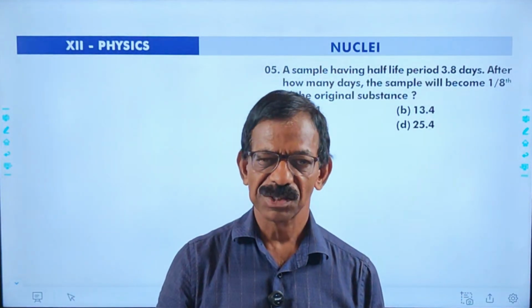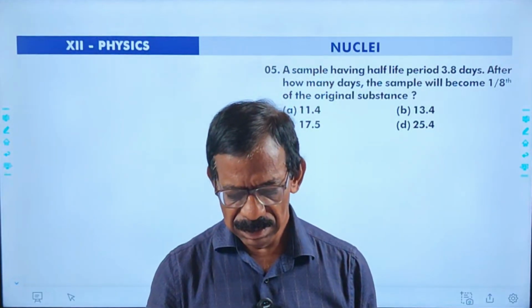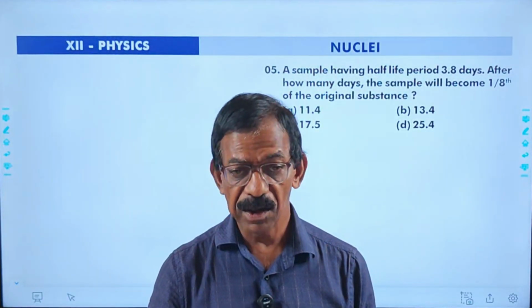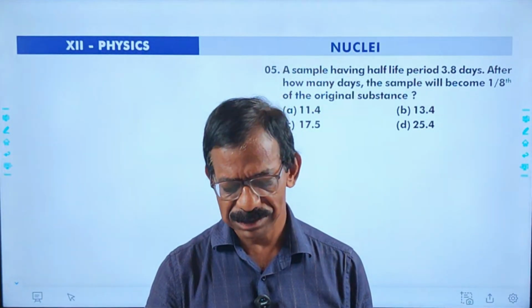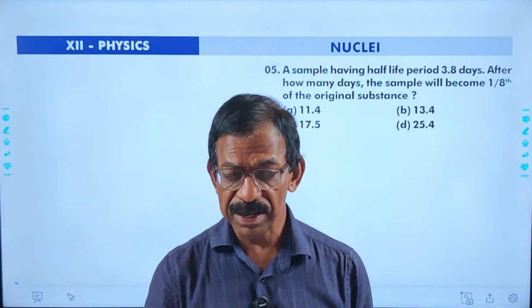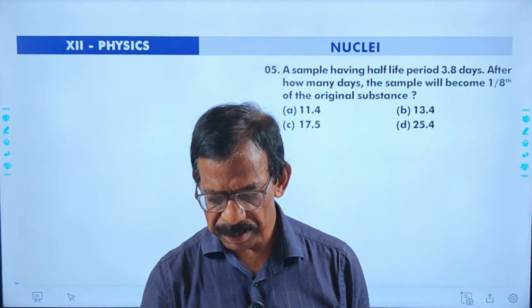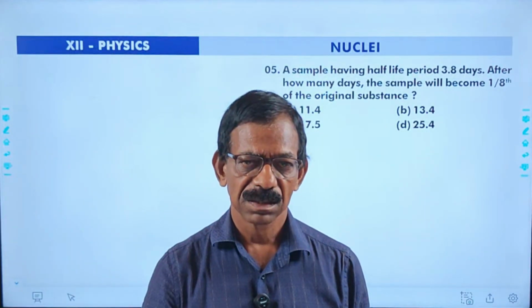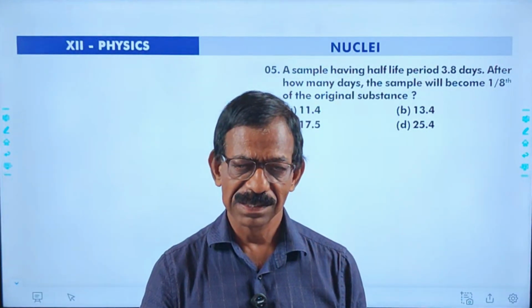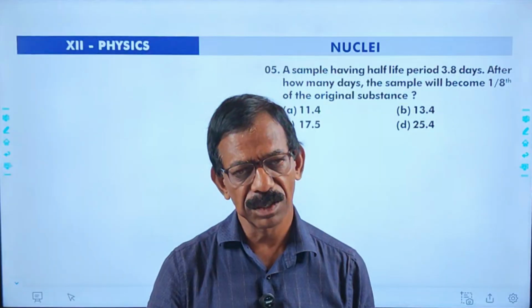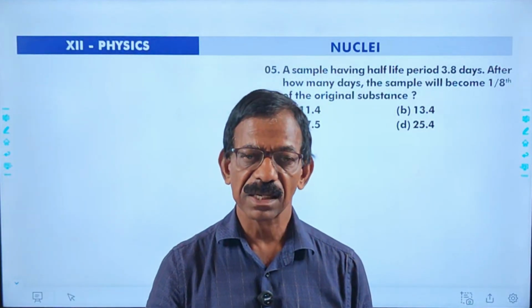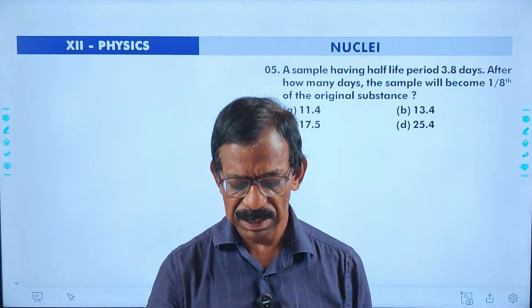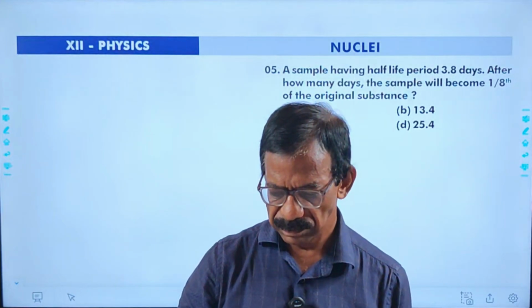Now the last question, question number 5. A sample has a half-life of 3.8 days. After how many days will the sample become 1 by 8 of the original substance? This is called radioactive disintegration, the self-disintegration of a heavy element into smaller ones by the emission of alpha, beta, or gamma rays. That is called radioactive decay.